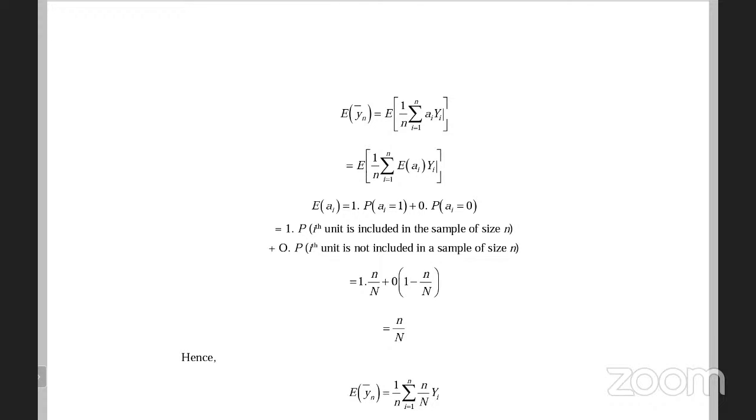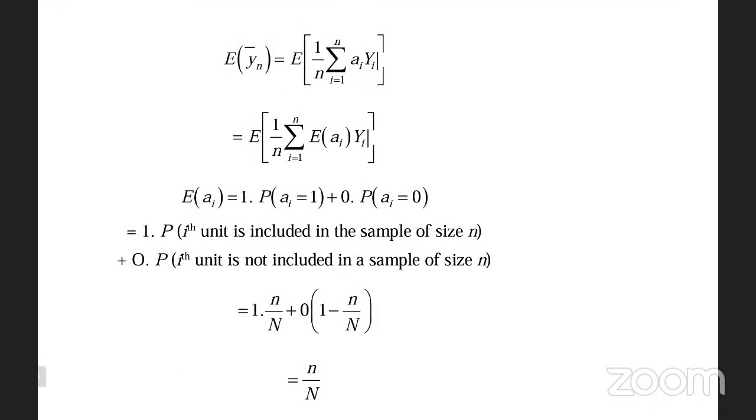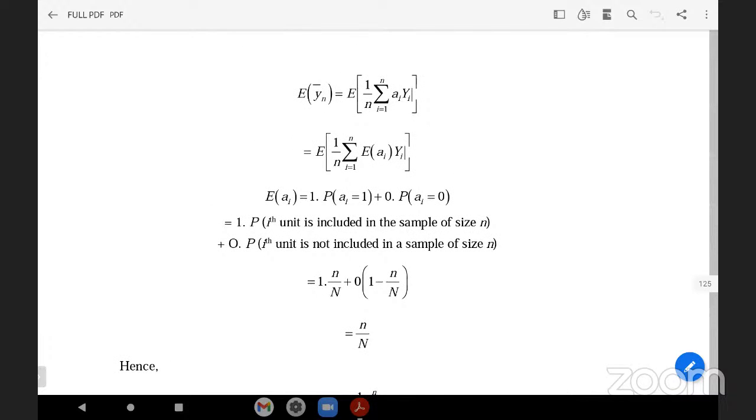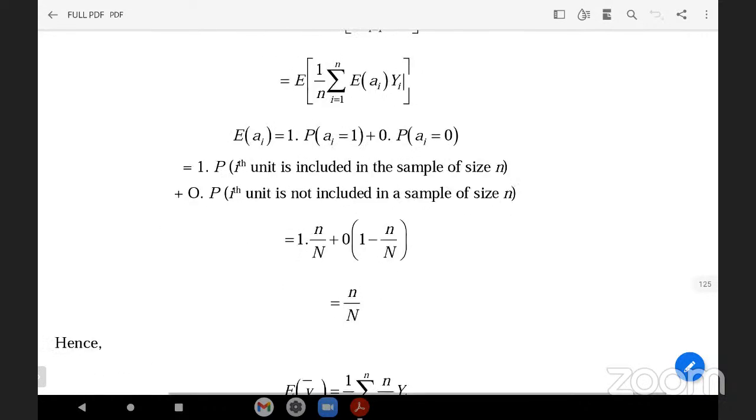Here I want to find out what E of a means: 1 into P of the population unit plus 0 into P of the corresponding non-occurrence. So 1 into P of the ith unit being in a sample of size n is n by capital N. Non-occurrence has probability 1 minus n by capital N. Sample selection is 0 or 1. Here P of ai equal to 1 is a success, a favorable event over the total sample, so n by capital N. The non-occurrence term comes to 0. So I get n by capital N.